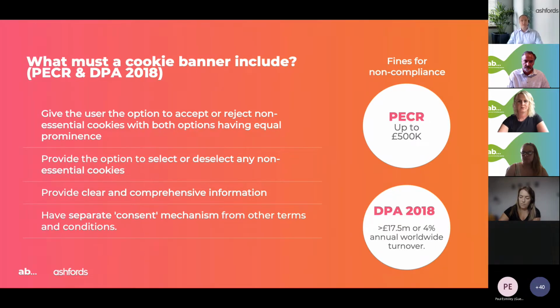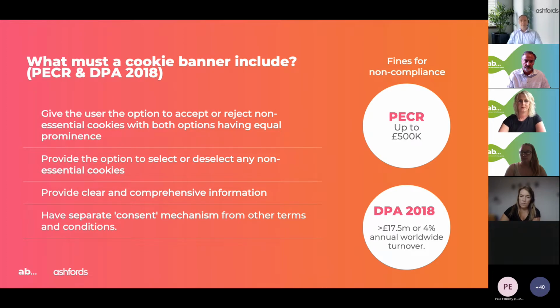Broadly, the requirements that you need to be aware of are that you need to give the user the option to accept or reject non-essential cookies, with both options having equal prominence. Provide the option to select or deselect any non-essential cookies. Provide clear and comprehensive information. So that comes back to that point around transparency of what you're doing with the data. And then finally, and importantly, have a separate consent mechanism that is distinct from other terms and conditions. So not bundling it with the user accepting your sales terms and conditions, for example.